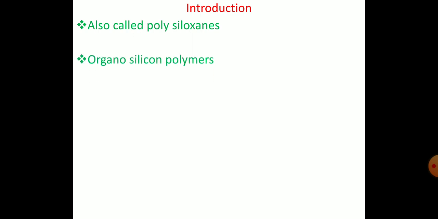Then point number 2, they are also called organosilicon polymers. The term organo represents the organic side chain present in the silicones, and silicon is already present. The symbol of silicon is Si. So they are called organosilicon polymers since they possess an organic part as well as a silicon part.